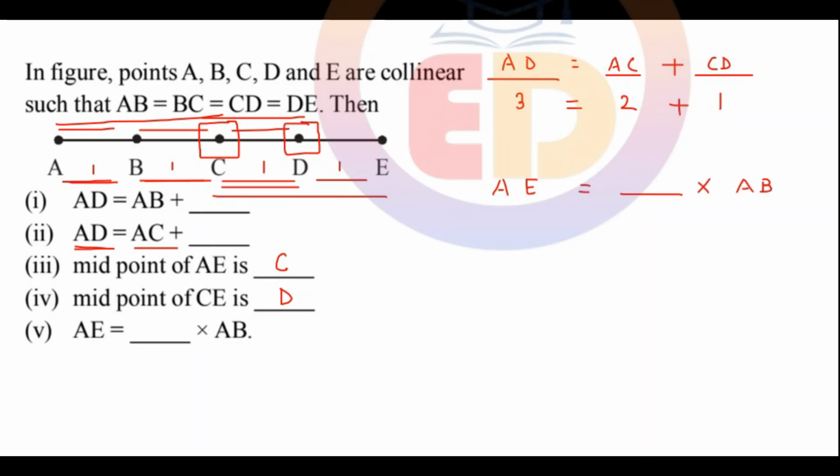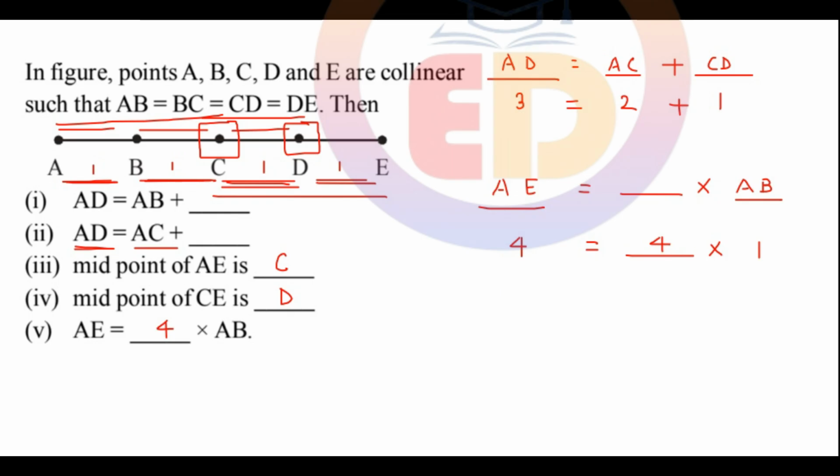Now if I go and see, AE is AB 1 unit, BC 1 unit, CD 1 unit, and DE 1 unit. So from A to E the total will be 4 units. It should be equal to blank multiplied by AB. AB is from A to B, 1 unit. So what do we multiply with 1 to get 4? The answer will be 4. So the answer of the fifth is AE is equal to 4 multiplied by AB.